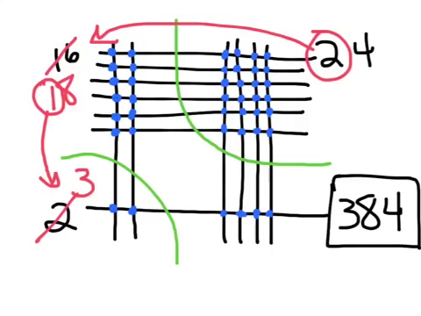384. Definitely a unique way of doing a 2-digit times 2-digit multiplication problem. And those are some non-traditional methods of multiplication.